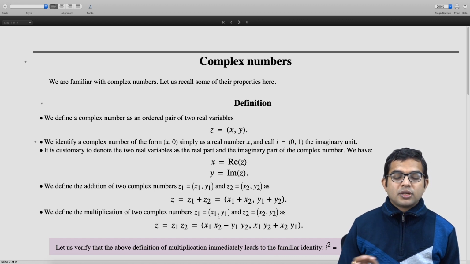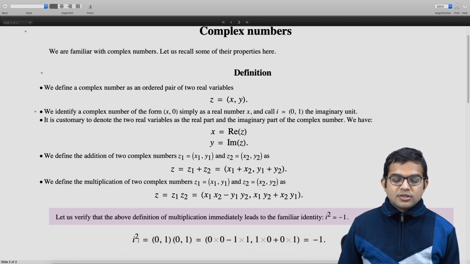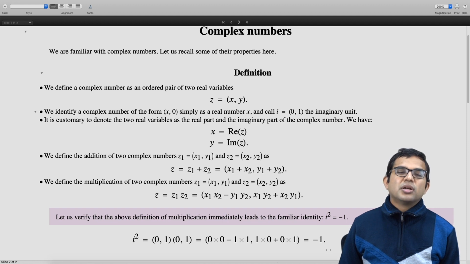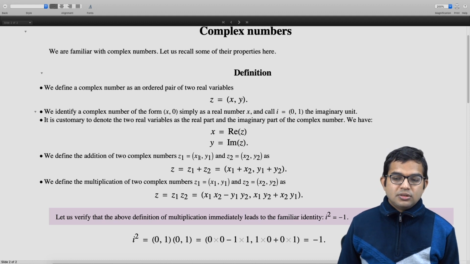So if you define multiplication of two complex numbers like here, and the imaginary i is defined as (0, 1), then i squared is nothing but the product of these two complex numbers, (0, 1) times (0, 1). Then we have this definition of the product of two complex numbers. So you have to do 0 times 0 minus 1 times 1, and 0 times 1 plus 1 times 0, which is just (-1, 0). And often if it's just a real number, you omit writing the 0 and you just identify it as -1. That's a real number, right?